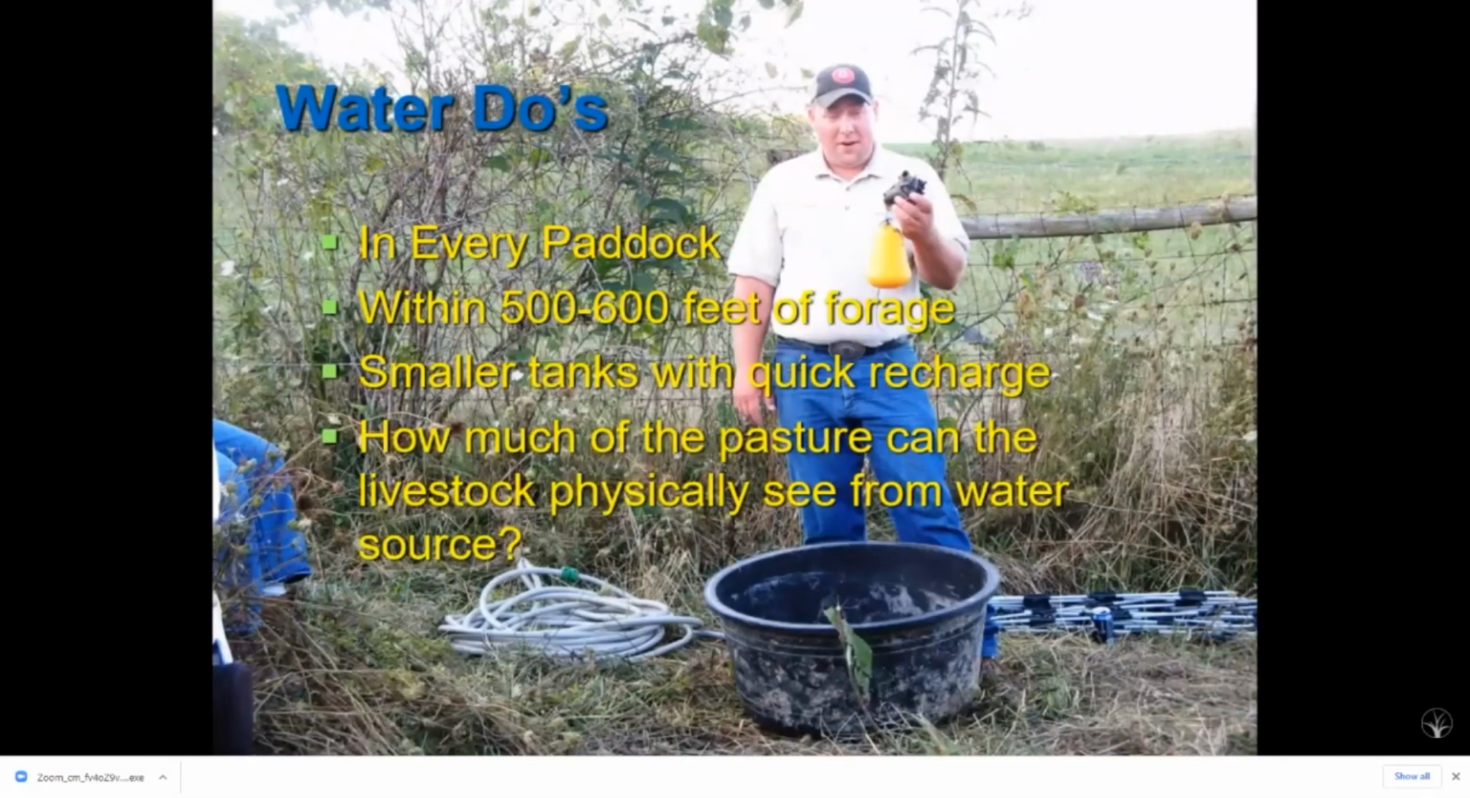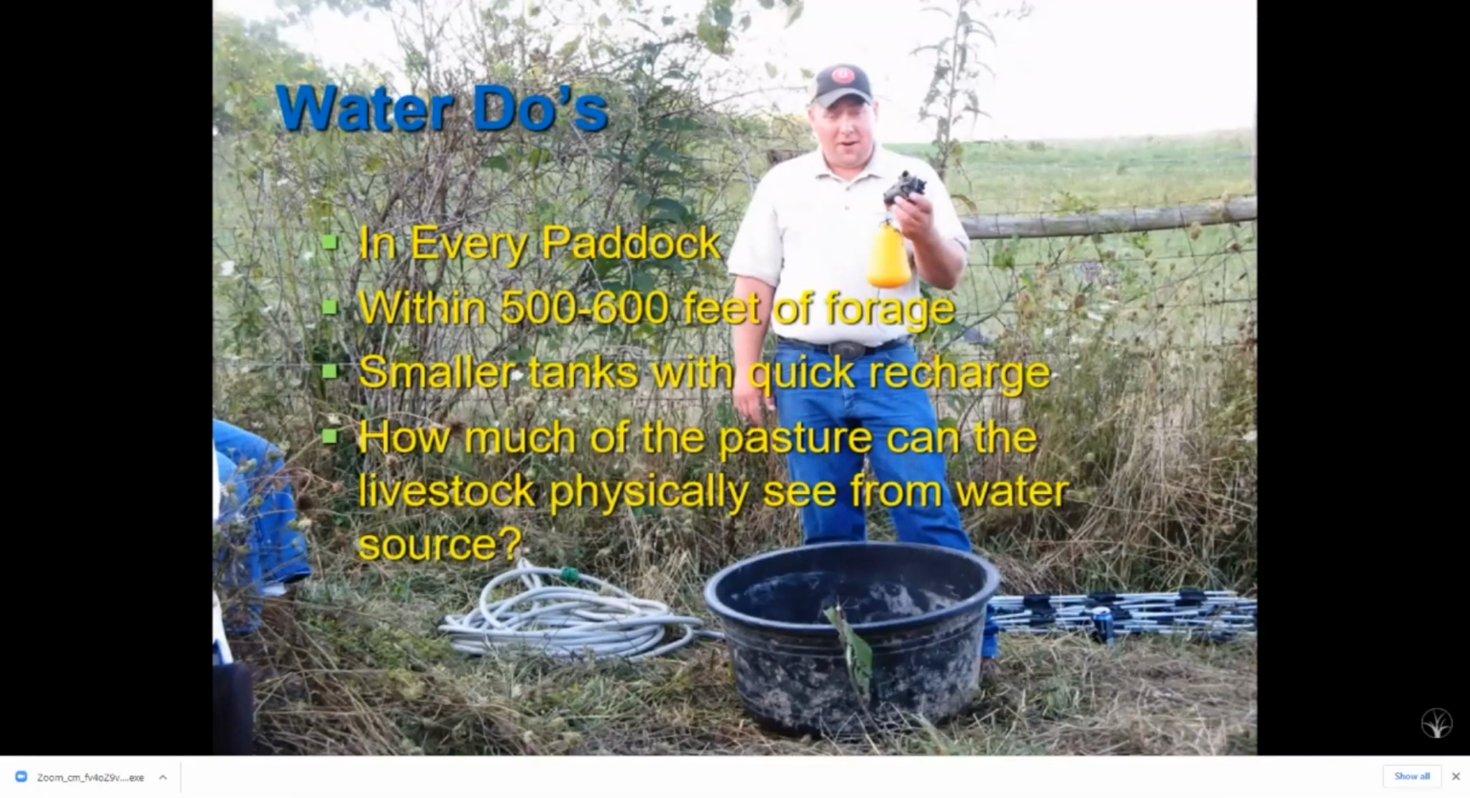Kind of quickly, I want to go over my water dos, the things that we want to do with water. We want water in every paddock, and that doesn't have to be every individual paddock. It can be split between one or two. I see lots of producers split water between four, and I would rather split it between two so that I have one more opportunity to split those paddocks up if necessary. Four works if that's the way it's got to be, but I prefer to only have two paddocks to each trough if I can help it.